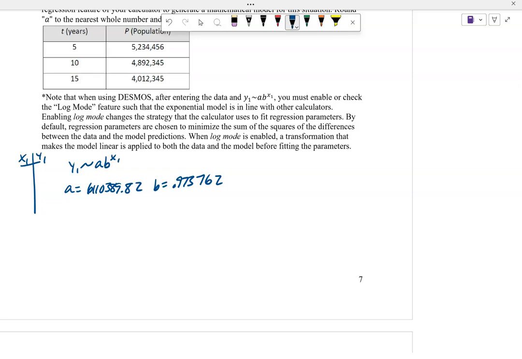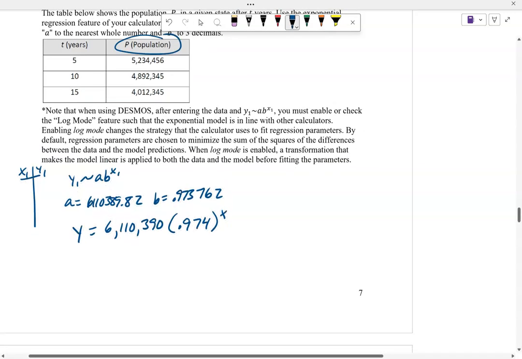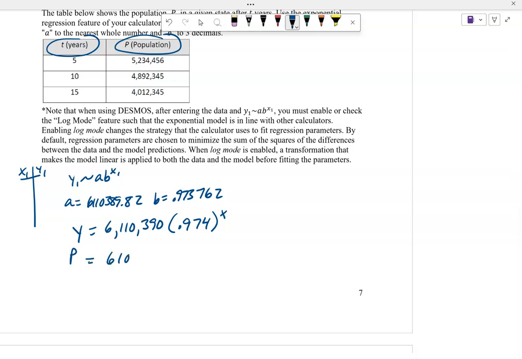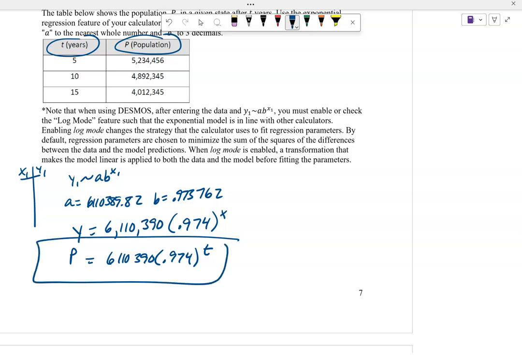So you can now write the equation. Y equals 6,110,000, and we'll round to 390 on that, times b, we'll round that to 0.974, to the x. Now this is actually in terms of population as our y and time in years. So our population is to the t, right? So there's our population, or you can write P of t is this, same thing.